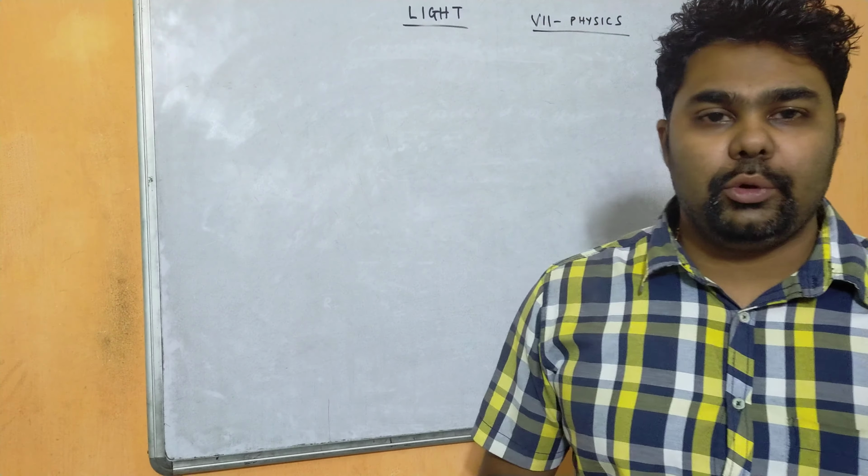Similarly, what is BD here? BD is called the reflected ray. It is the ray of light which comes out in the same medium after reflection of light. Whenever light falls on a mirror, after the reflection, that light which bounces back in the same medium is called the reflected light.